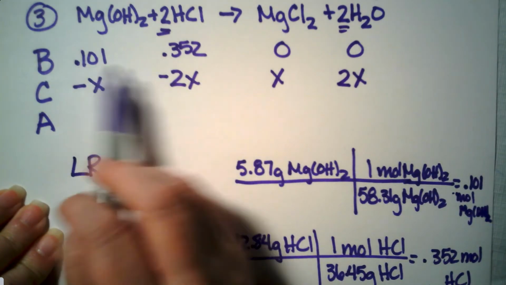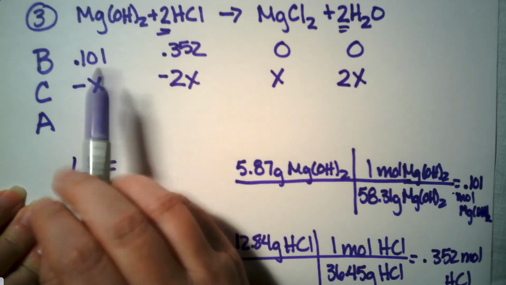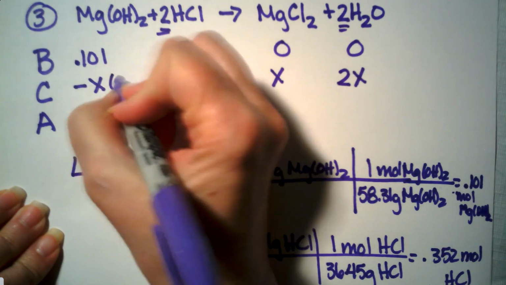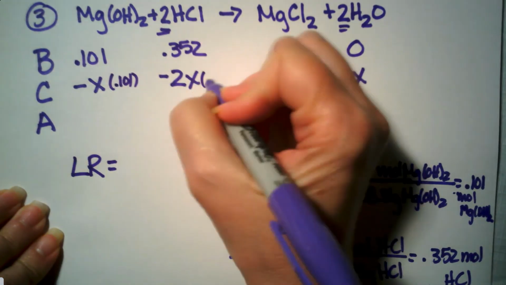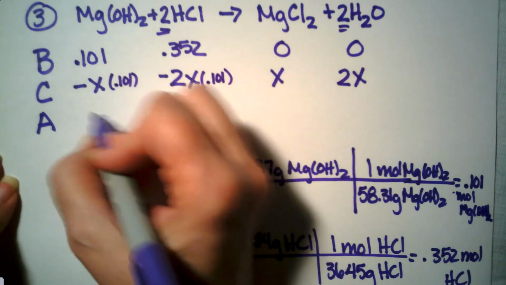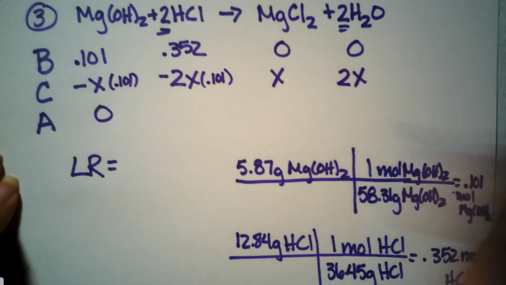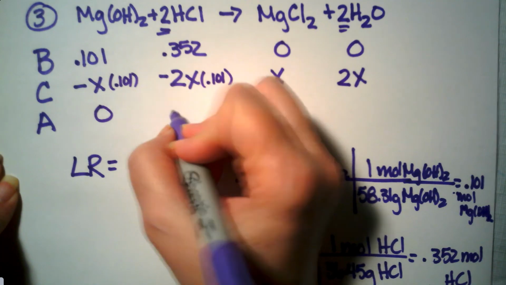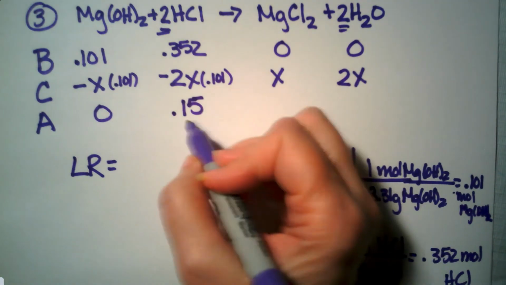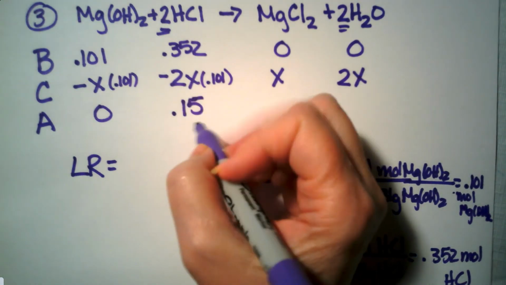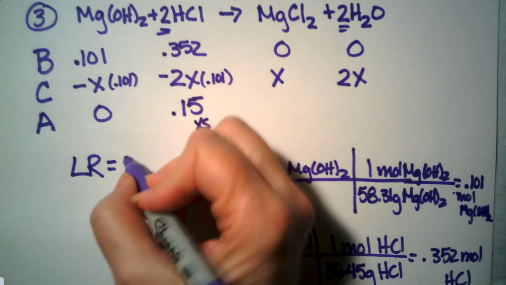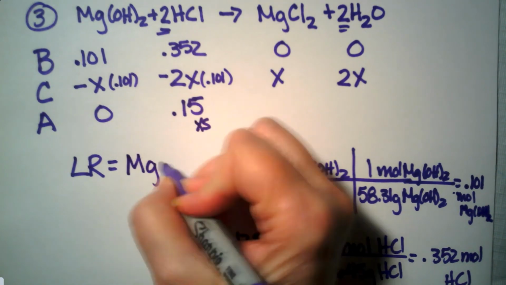Again, I like to look and see which one has the smallest number. It tends to work out. All right, so if I put in 0.101 for x, do my math, this one's going to end up as a 0, and this one is going to end up as a 0.15, and it's positive, which lets me know that that is my excess one, and this is my limiting reactant. So my limiting reactant is magnesium hydroxide.